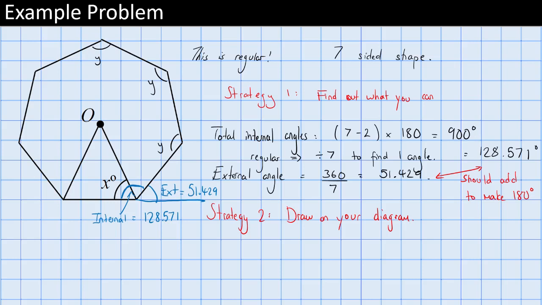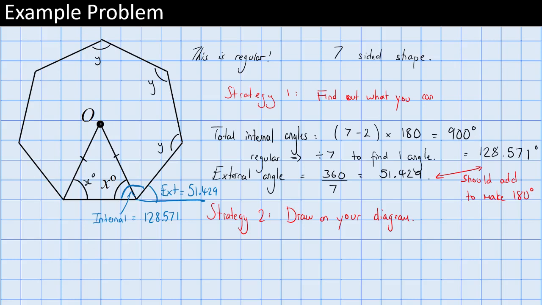Now, this, I would say, has got me somewhere with my problem. It doesn't look like it at the moment, but it has. We know that that angle x there will also equal this angle x here, because this is an isosceles triangle.